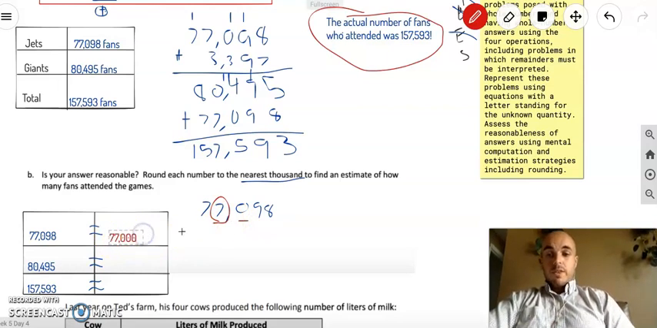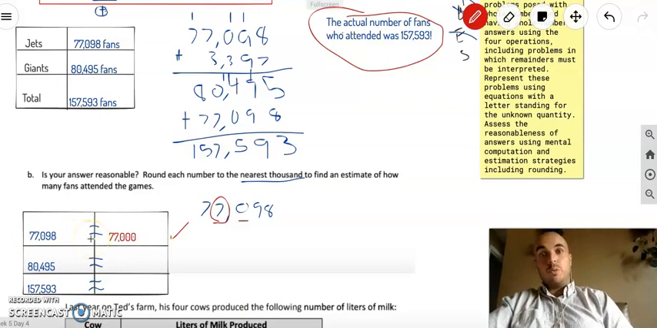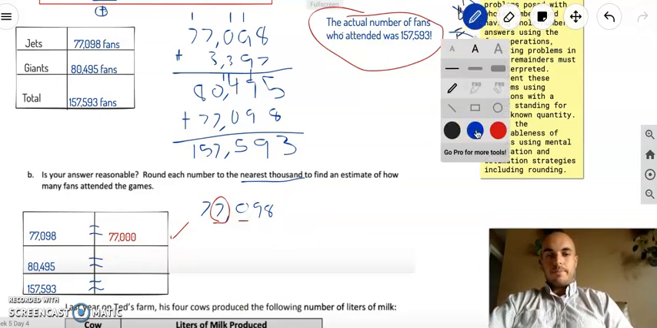I'm going to say so far this is reasonable, this number. And I'm saying that because 77,098 and 77,000 are very close. You could very easily say, well, there were about 77,000 people. And you wouldn't be off. It's only 98 people. And in a stadium filled with 77,000 people, 98 being off a little bit doesn't make it unreasonable. That's definitely a fair estimate to say.